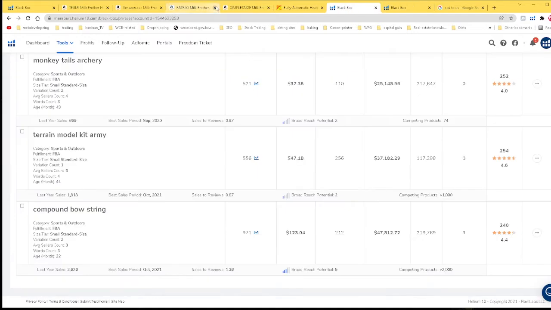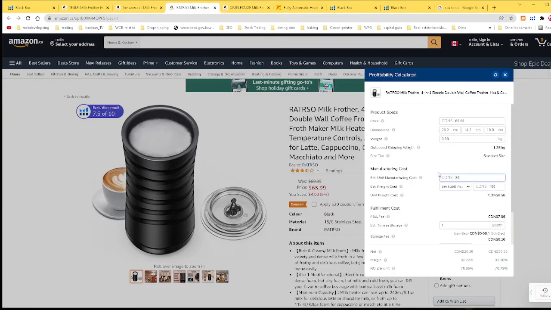So let's go back. Let's say it costs us $31, and shipping here is all calculated based on the weight. So the whole product will cost us, the profit margin for us would be around 22%, and ROI will be 44, but this is what we want to look for. 22% after paying all the fees, and this is not including advertising.